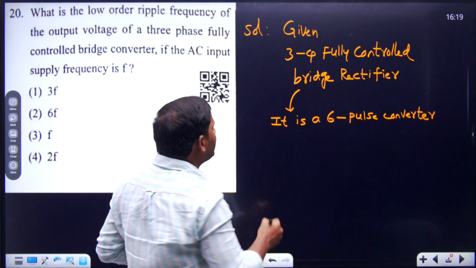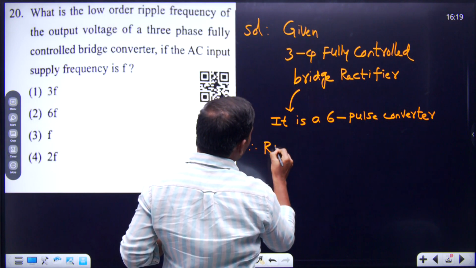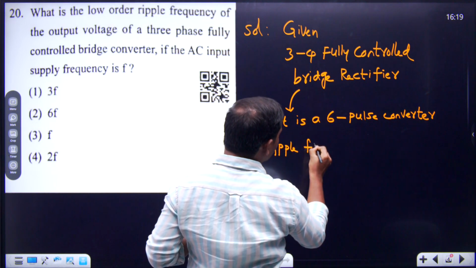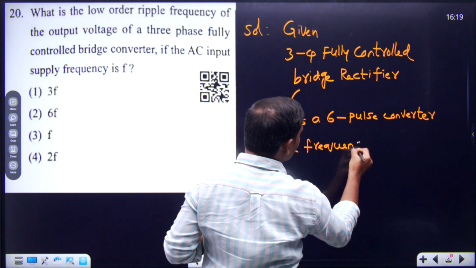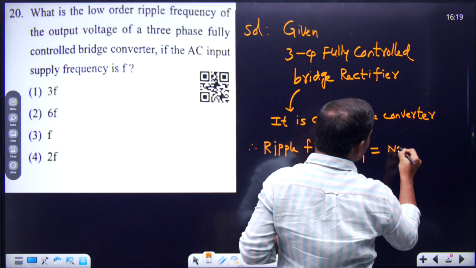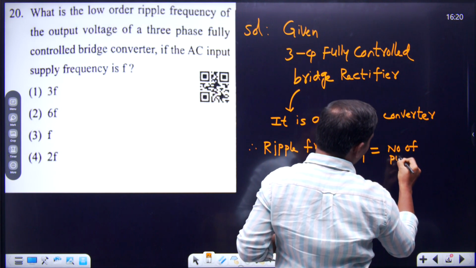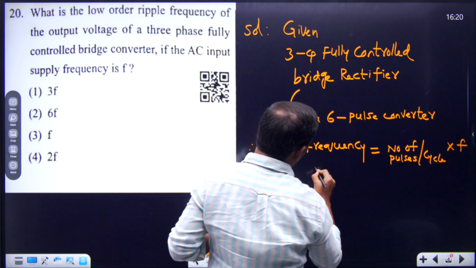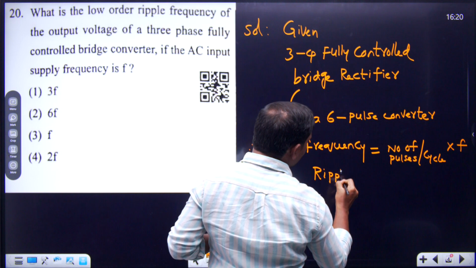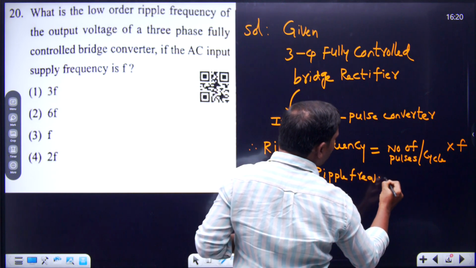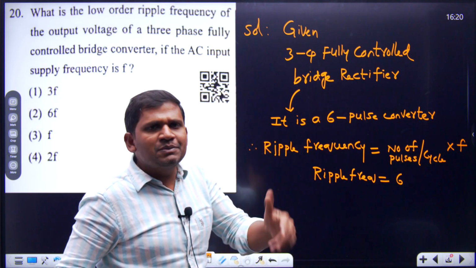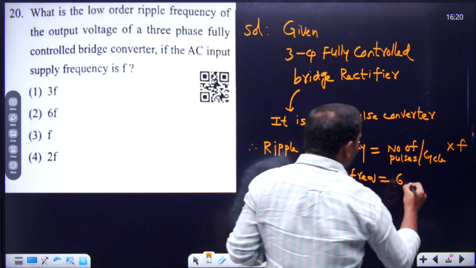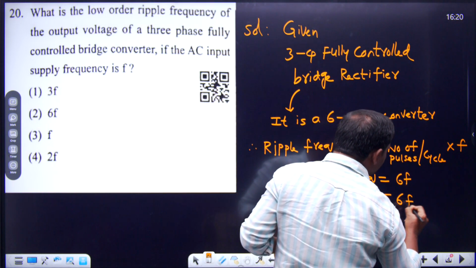If it is a 6-pulse converter, what is the ripple frequency, students? Ripple frequency equals the number of pulses per cycle times the frequency. Then what is the ripple frequency of a three-phase fully controlled rectifier? It is a 6-pulse converter, so the number of pulses per cycle is 6. That is 6 into F. This is equal to 6F, students.